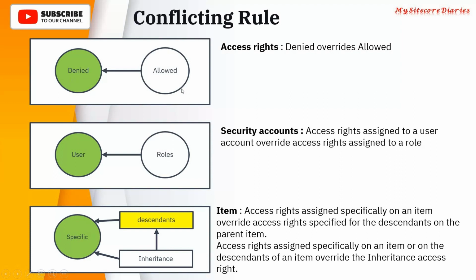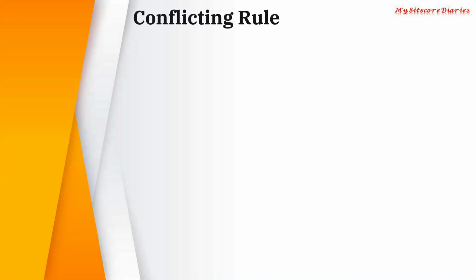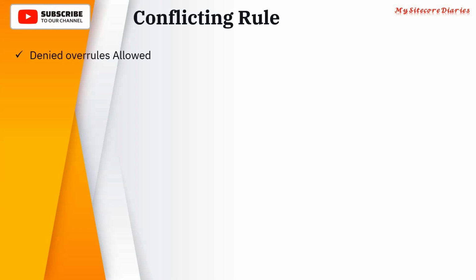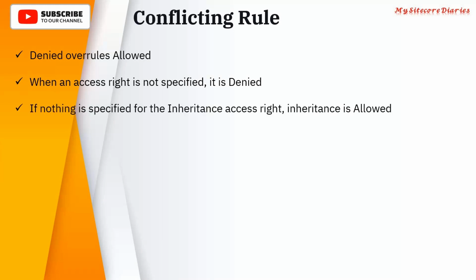If you have a conflicting rule where you have a denied and allowed, denied will take precedence. User and role, user will get precedence. Specific and inheritance or descendant, the specific item access will get precedence. So this is how it will work. Let's see one by one. Denied overrules allowed. When an access right is not specified, it is denied. If nothing is specified for the inheritance access right, inheritance is allowed.